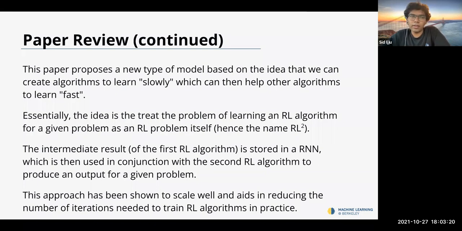If I use the example I had before, if I made a slow RL algorithm to learn the physics of how bouncing a ball works, the idea is to then store it in an RNN, and use that in conjunction with another RL algorithm in order to learn how to play Pong or something like that. The paper shows that this approach scales well and helps to reduce the number of iterations needed to train RL algorithms in practice. This is just an example of how research in RL is heading. All right, any questions on that?